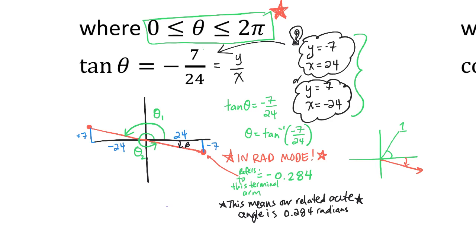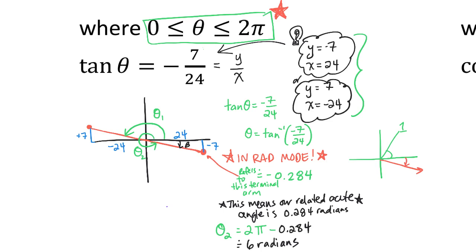So if we want to figure out what theta 2 is, then theta 2 is going to be that full circle, except this last little bit, right? We don't want to include that last bit in it. So that means we have to take the full circle, which is 2 pi, and subtract our related acute angle from it. So again, we can use our calculator for that. We type 2 pi minus 0.284 into our calculator, and it gives us 5.999, which I'm going to say is approximately 6 radians. Okay, so theta 2 is 6 radians. We have one of our answers.